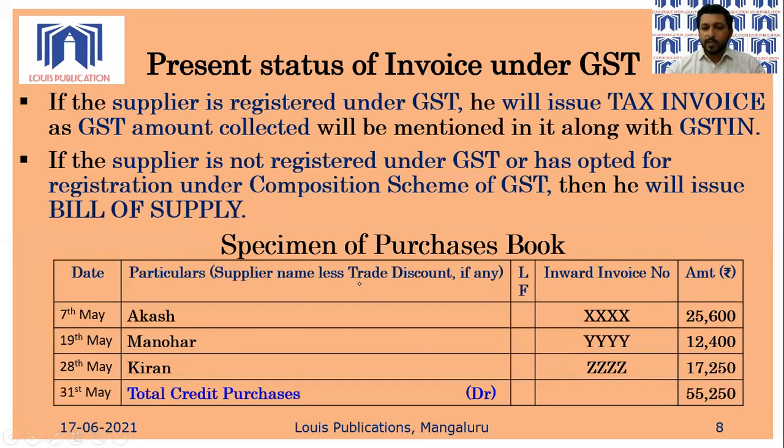So we have the supplier's name, which will be recorded. See, we don't record "to", we don't record "by". Date-wise, we go on recording transactions. Then as usual, we have the ledger folio column, because in the ledger book we are going to prepare Akash's account. In which page number of the ledger book have you prepared Akash's account? So that you can see the posting there. Akash's account will be credited over there. Similarly, Manohar's account will also be credited, with the page number and the amount. Kiran's account will also be credited, with its page number of the ledger book.